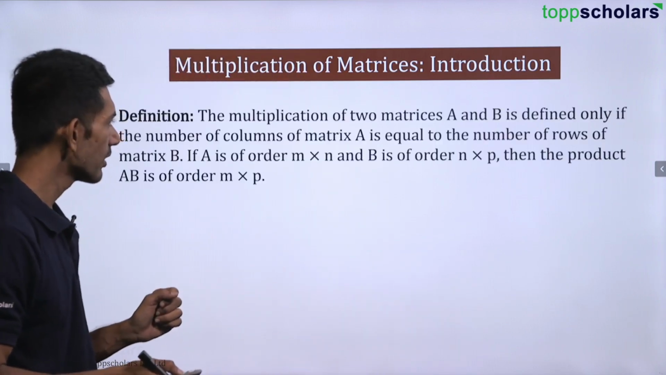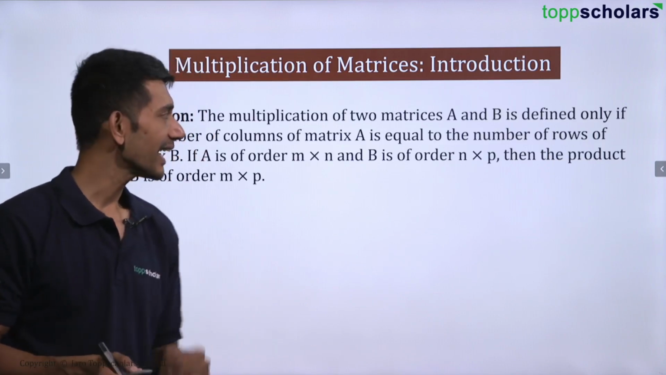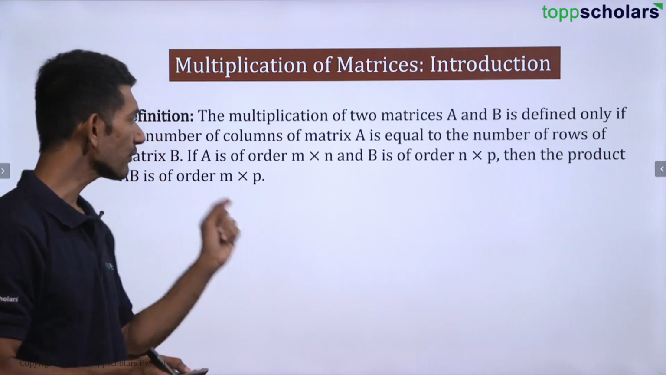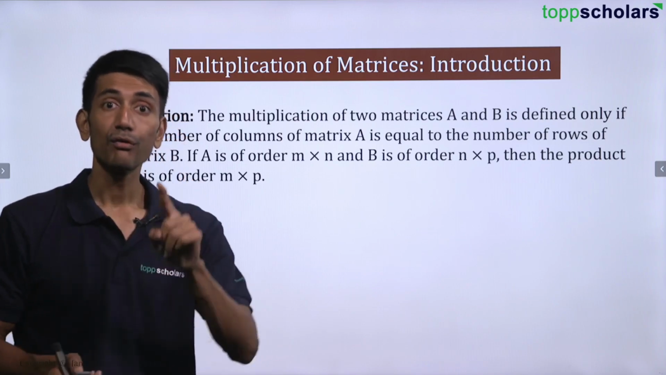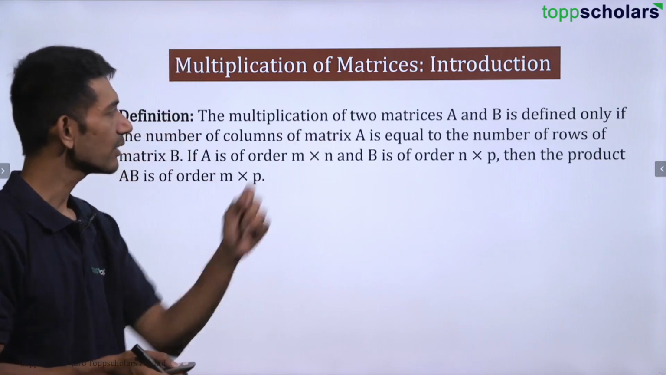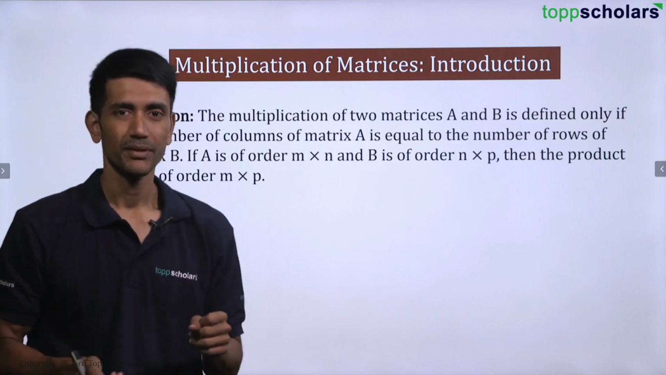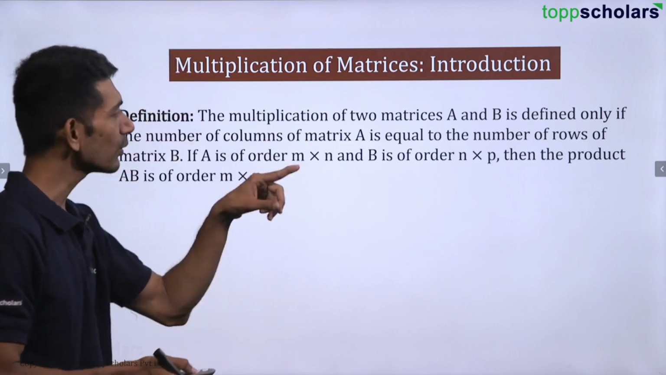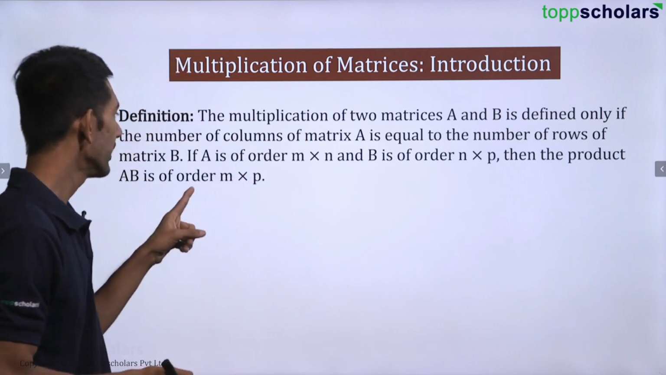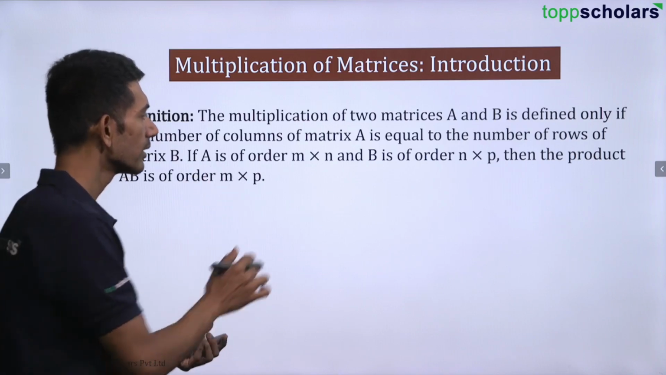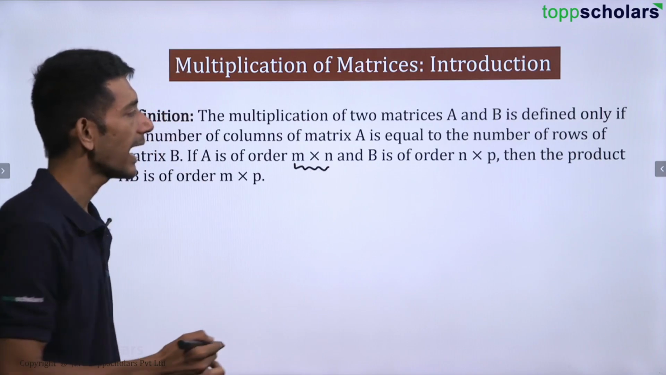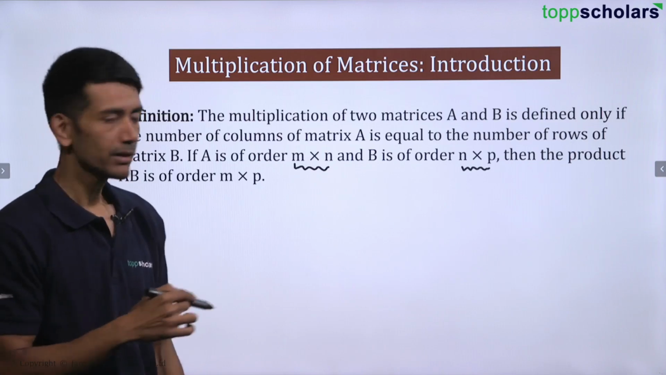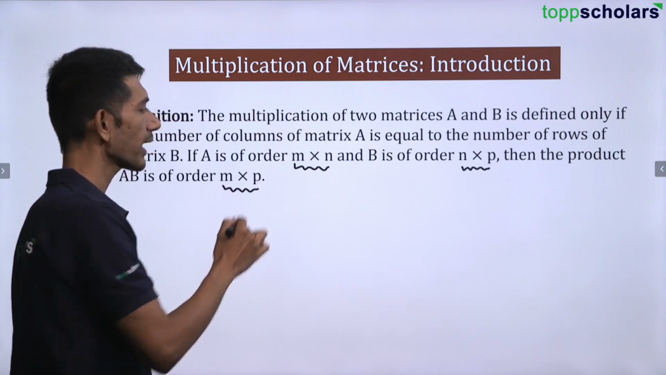So the definition says the multiplication of two matrices A and B is defined only if the number of columns of matrix A is equal to the number of rows of matrix B. So if the number of columns of matrix A is equal to the number of rows of matrix B, then only the multiplication is possible. If A is of order m cross n and B is of order n cross p, then the product AB is m cross p, or m by p.